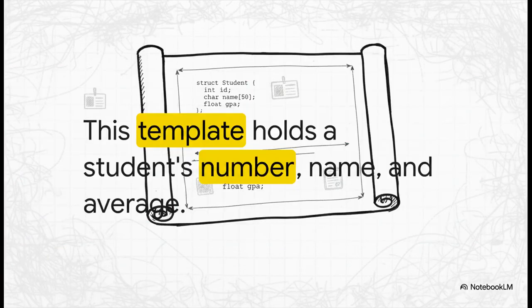Step 1, making the blueprint. Here, we're creating a template, and we're calling it student. Inside those curly braces, we're just listing all the variables, or members, that we want to be a part of this package. So we've got our integer ID, our character array for the name, and our float for the GPA. Oh, and see that semicolon at the very end? Super important, do not forget that.